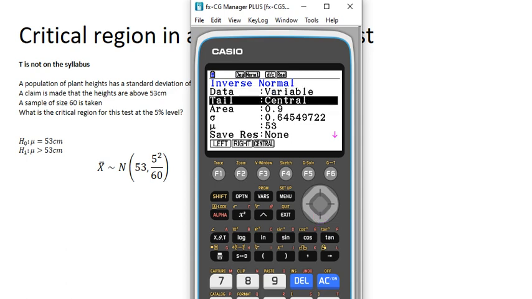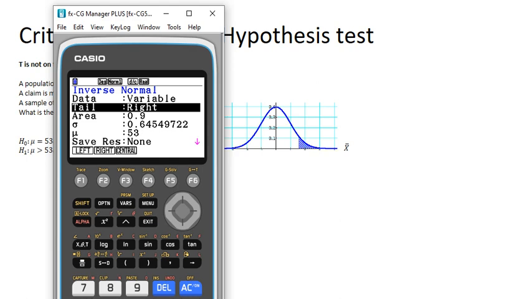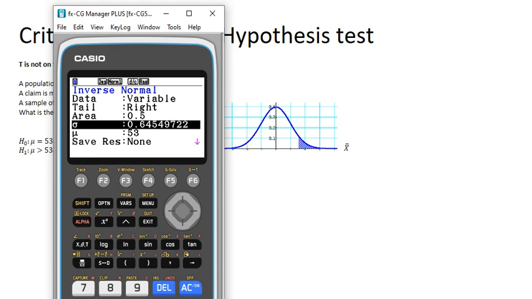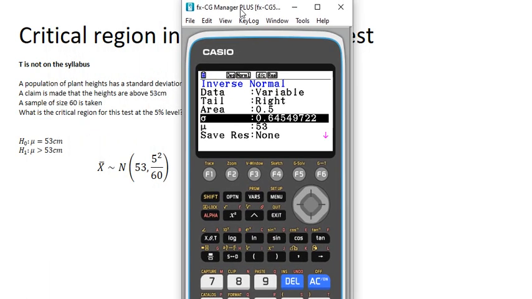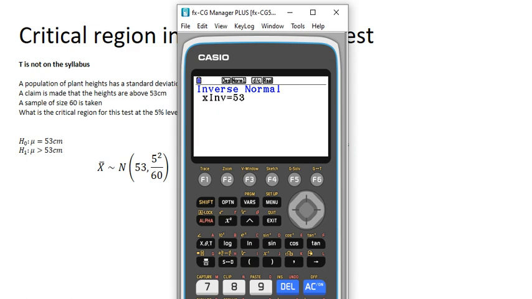So I want the tail to be to the right. I've always got a diagram in mind. I want the area of that tail to be 5%. What is the standard deviation? That is the square root of that number, which I'm going to write as 5 divided by the square root of 60. And what is the mean? 53. You can't draw it, so we just press enter.